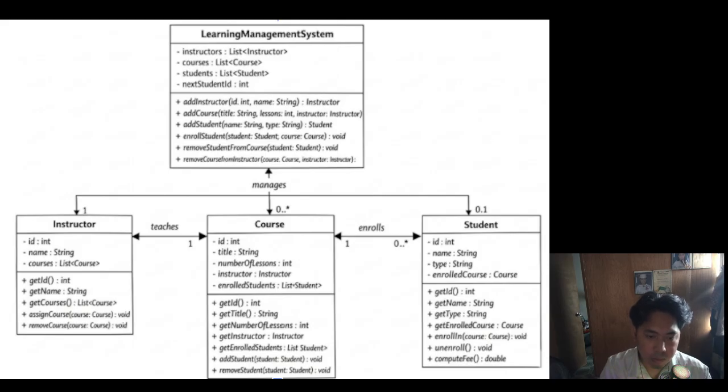For the relationships, the learning management system manages all three classes with a 1 to 0-to-many multiplicity. Instructor teaches many course objects, while each course belongs to only one instructor. Course enrolls many student objects, while each student holds a back reference to at most one course through the enrolled course field. And thus our UML diagram shows how all four classes are structured and connected to reflect the actual behavior of the system.